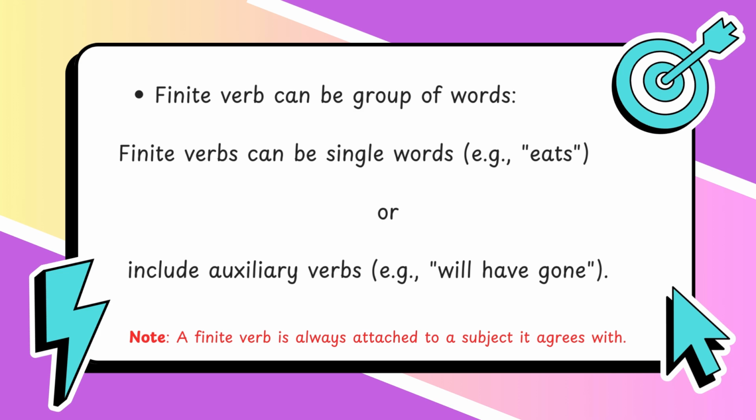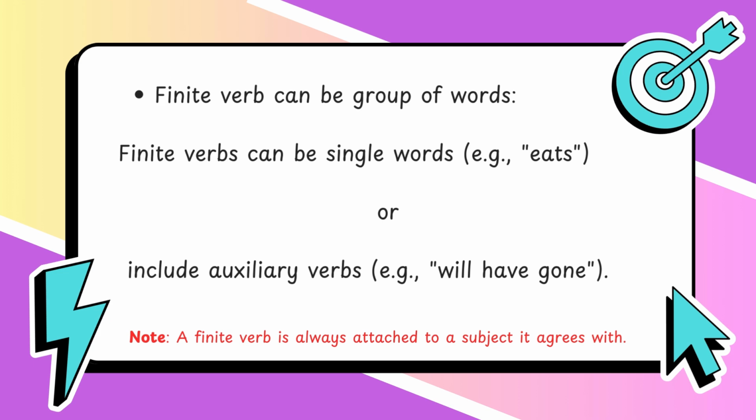Now, another feature is that a finite verb can be a group of words. So apart from the fact that finite verbs can be single words, they can also be a group of words. When a finite verb is used with auxiliary verbs, then they are seen as a group. So these are the features of the finite verbs. So this brings us to the end of today's class. I hope you've learned something today.